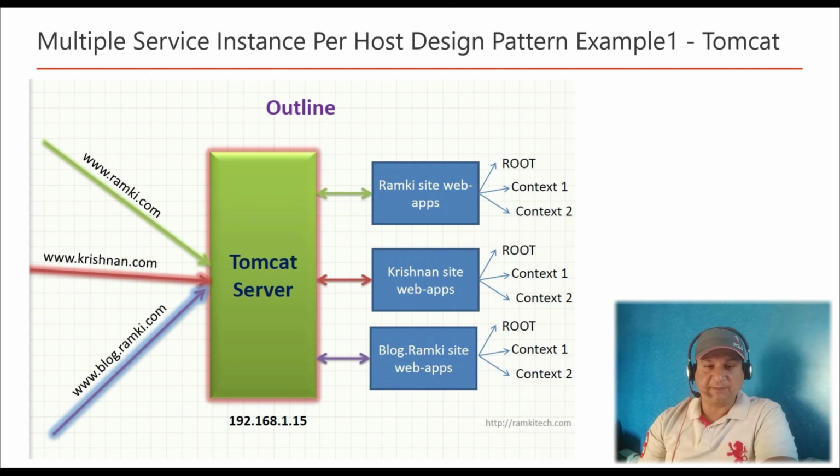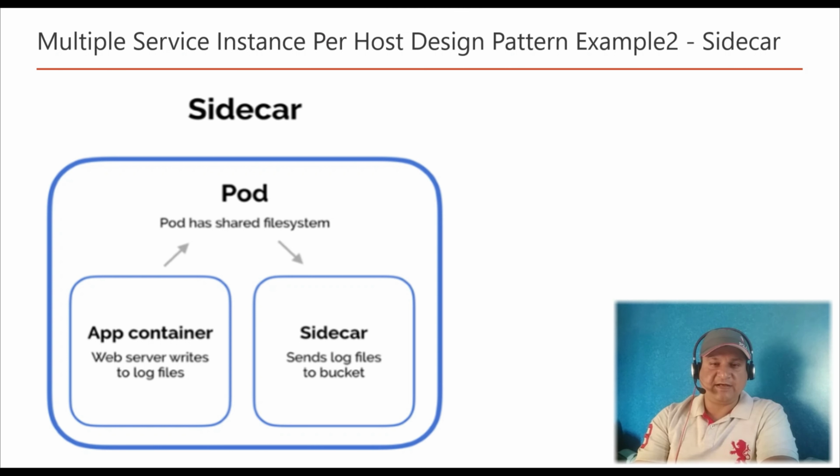So Tomcat is a very popular web server in the industry due to many advantages over other web containers in the market. This is a classic example where one Tomcat process, one JVM, is running and multiple instances of web applications are running in it. Right friends? Clear? Okay, let's understand this design pattern with another example, the Sidecar.